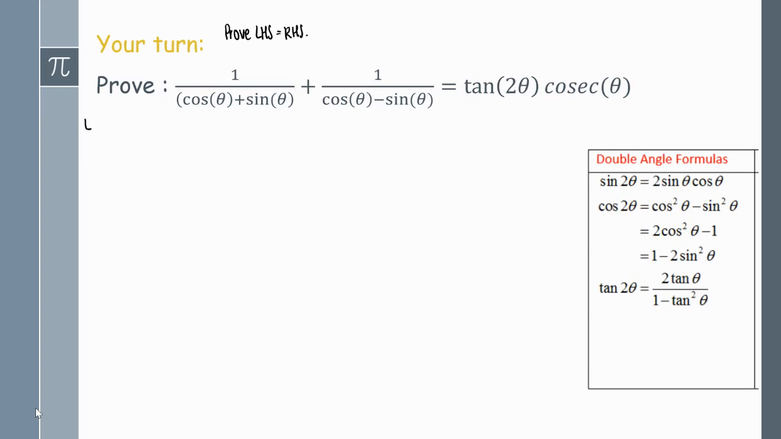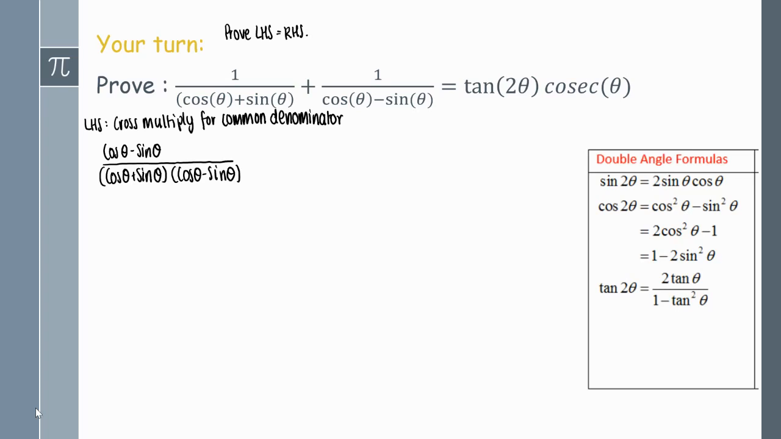Last question, we're going to try and prove this statement. So to prove something, we've got to show the left-hand side is equal to the right-hand side. First step, I'm going to take the left-hand side, manipulate it so it looks like the right-hand side, but only touching the left-hand side. So first I want to cross multiply the left-hand side, make a common denominator. So the first fraction, I'm going to multiply the bottom and the top by cos theta minus sine theta.